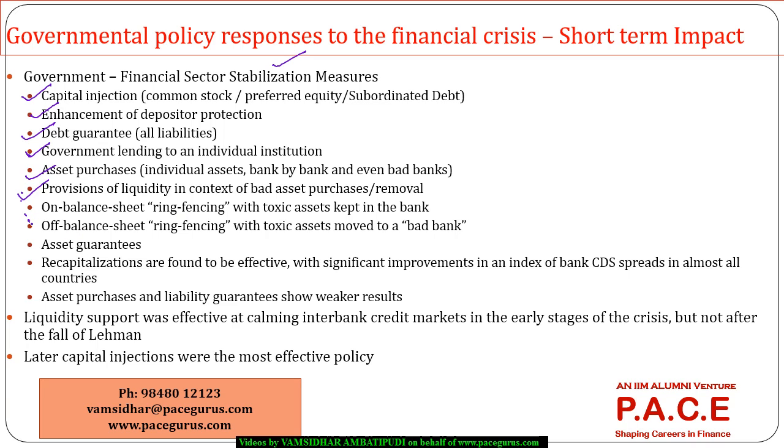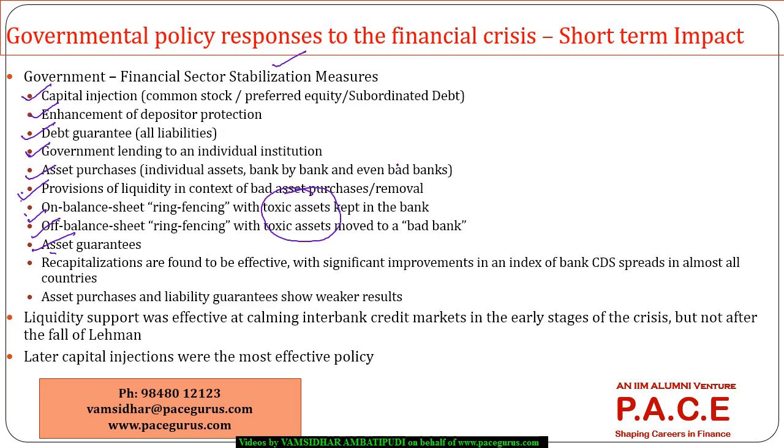On balance sheet, off balance sheet, ring fencing has occurred with respect to toxic assets which were kept with the bank or even moved to the bad bank. So the entire ring fencing has been taken care of by the government. It has provided various kinds of asset guarantees.